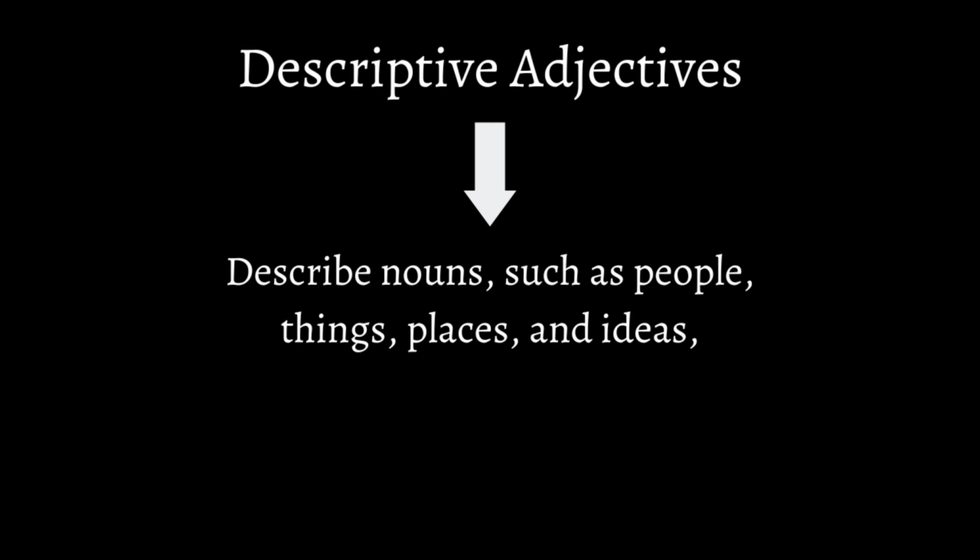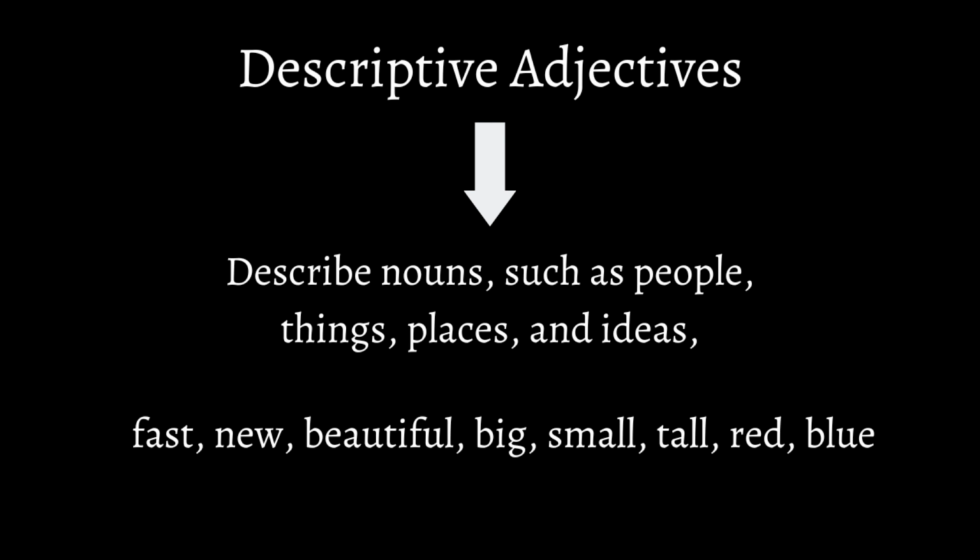So in this video, I would like to explain normal descriptive adjectives in Russian. Descriptive adjectives describe nouns such as people, things, places, and ideas, like the words fast, new, beautiful, big, small, tall, red, blue, and so on.